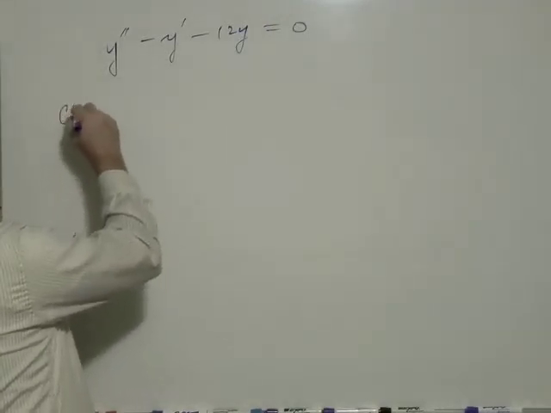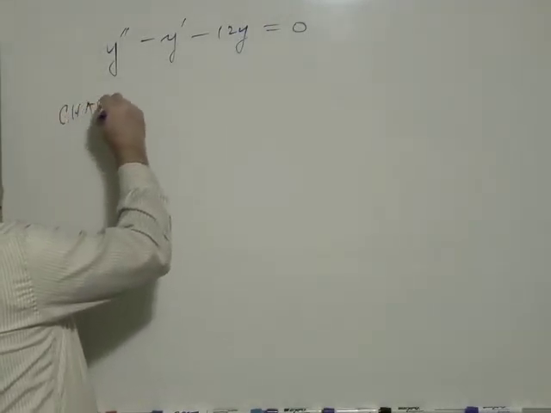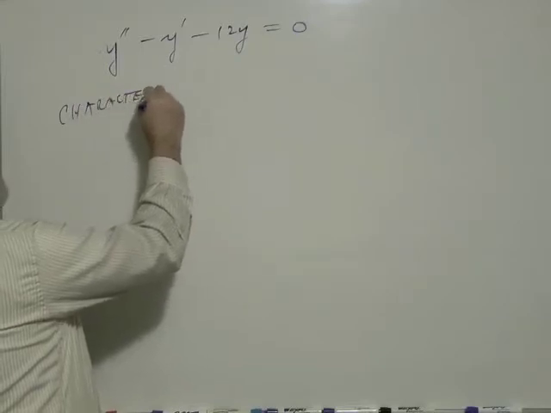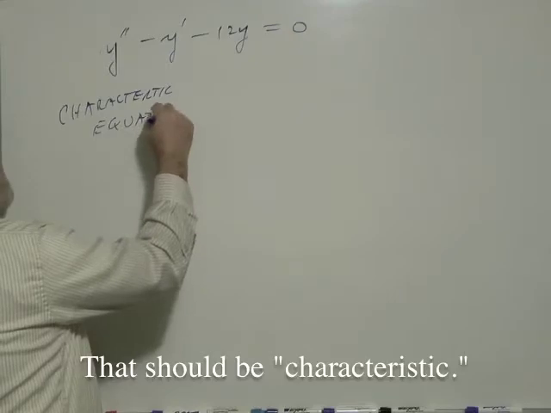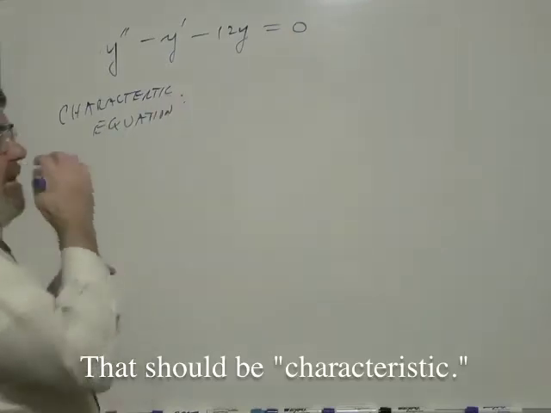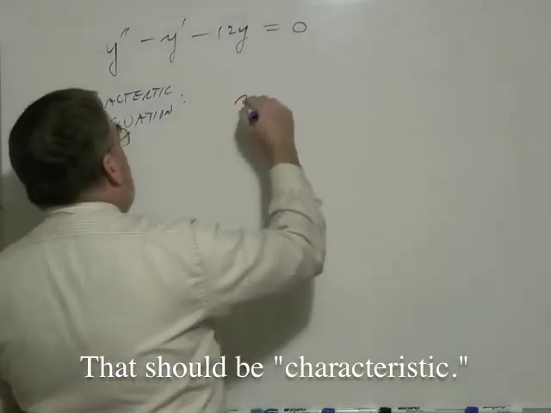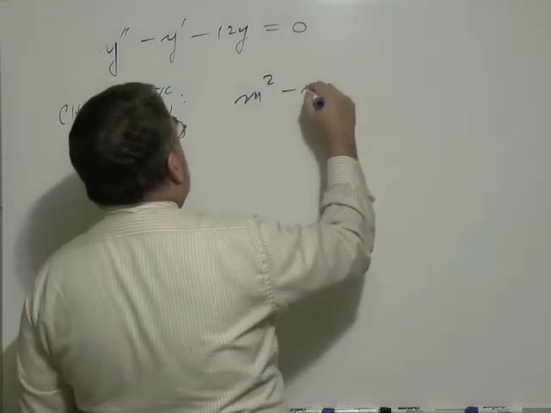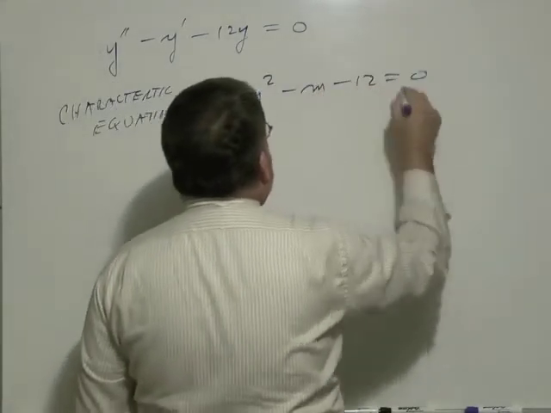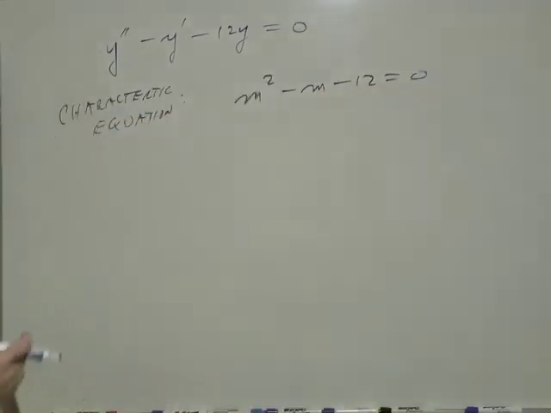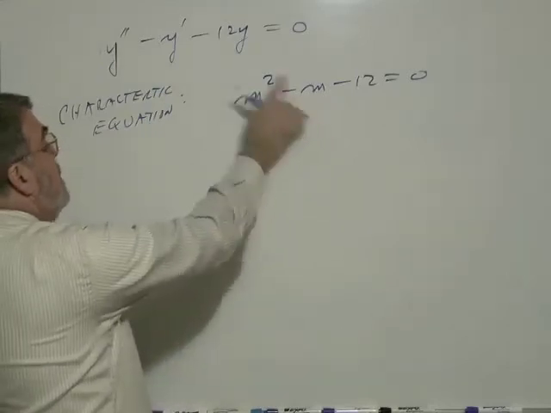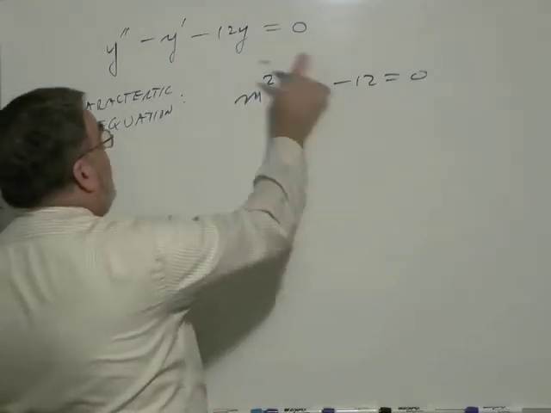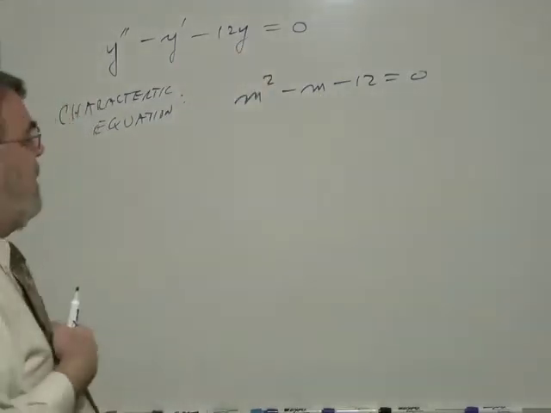I'm just going to write that word out here this time: a characteristic equation, because I'll use that terminology as we move along. The characteristic equation is going to be m squared minus m minus 12 equals 0. Now, if you look carefully, here's where it came from. m squared represents y double prime, m represents y prime, and then 12 represents 12y.